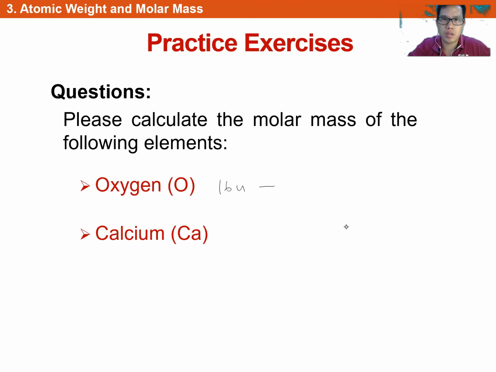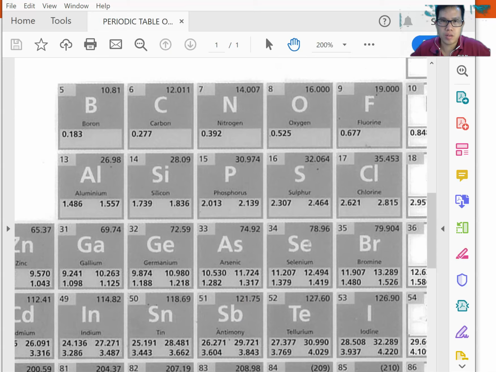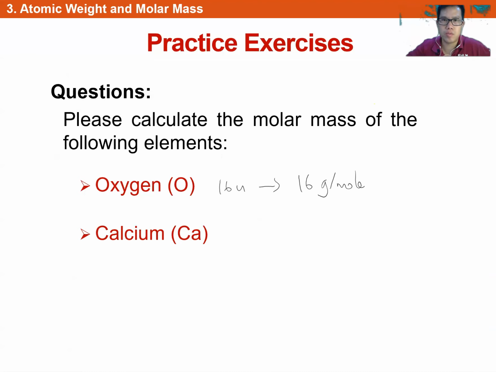Then calcium, looking at this, is 40.08 U. We can directly convert to 40.08 grams per mole.